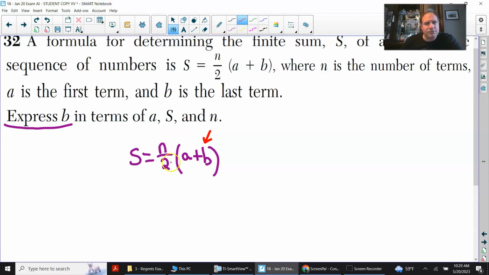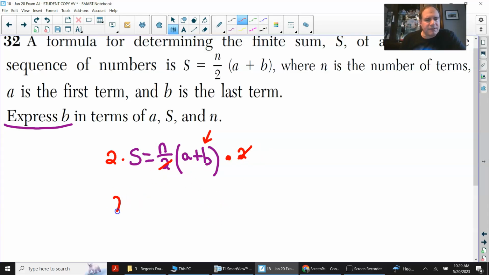Well, if the n over 2 fraction was gone, b would be really easy to solve for. So just remember, every time you want to get rid of a fraction, you multiply by its reciprocal. But I'm going to do one step at a time. So I'm going to multiply by 2. And what happens is that this 2 cancels with this 2.